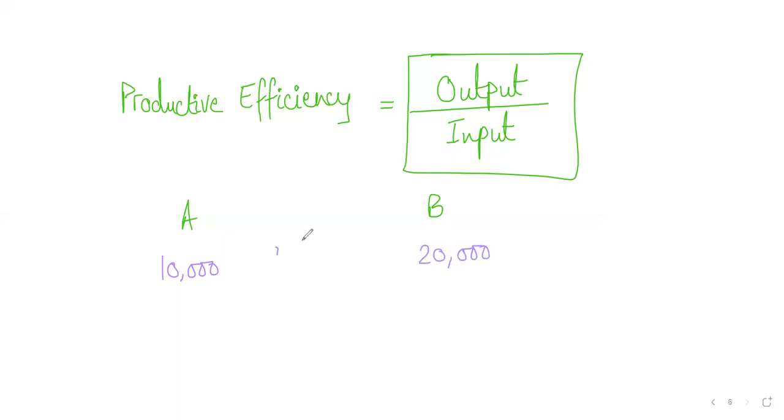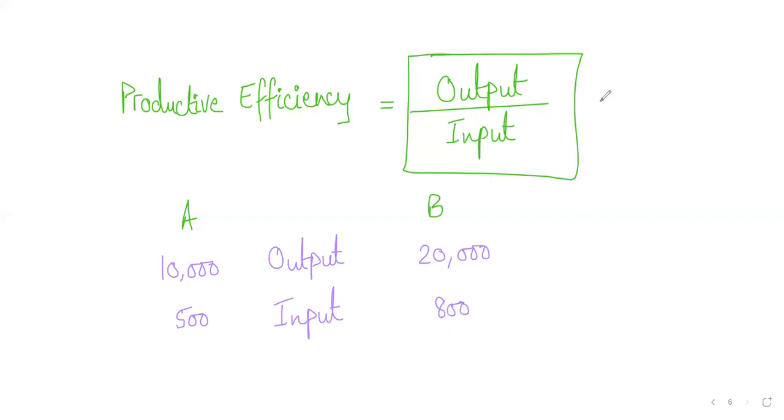So this is your output. If football is the final product that a business is producing, that will be your output. Now, what is an input? Inputs are the resources that you use to produce that output. That could be in the form of labor, capital, land, anything. Now, let's say we are looking at input of labor. How many people did these companies use to produce this output? Let's say company A used 500 people to produce 10,000 footballs, and company B used 800 people to produce this output.